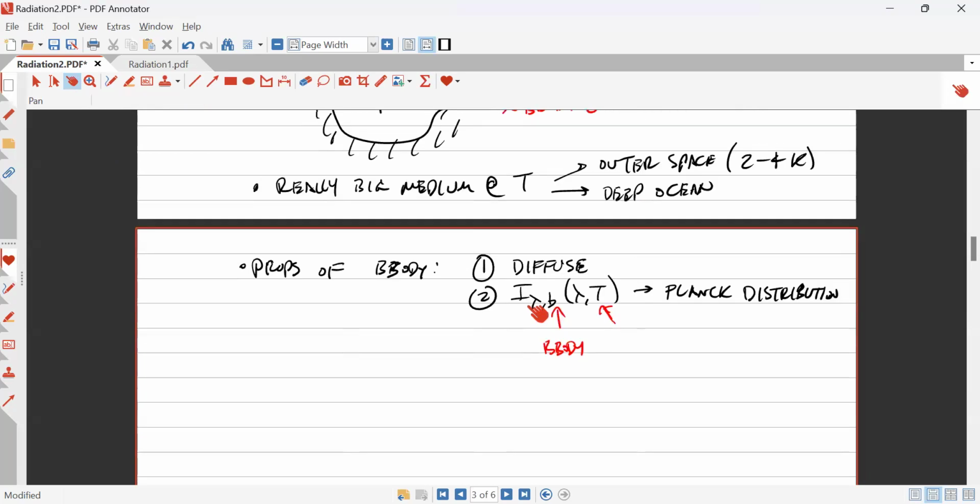So in other words, as long as we know the temperature, we know how the intensity varies with lambda. It's a very powerful thing to know. And all of a sudden, we can start doing more useful calculations. All right.